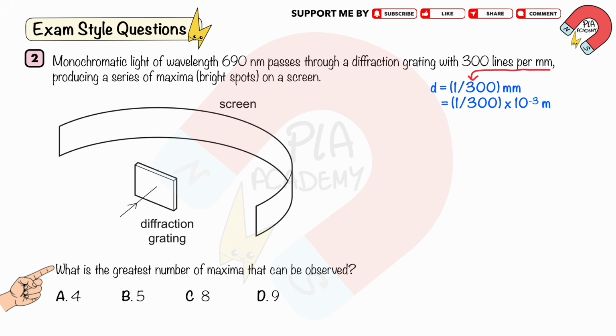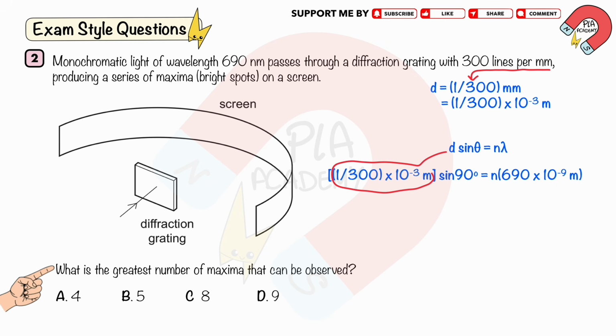The diffraction grating has 300 lines per millimeter. So the grating spacing d equals 1 over 300 millimeters, or 1 over 300 times 10 to the power negative 3 meters. Using the equation d sin theta equals n lambda, substituting d equals 1 over 300 times 10 to the power negative 3 meters, theta equals 90 degrees, and lambda equals 690 times 10 to the power negative 9 meters, we solve for the n-order maxima equals 4.83, but n must be a whole number, so the maximum order is 4.